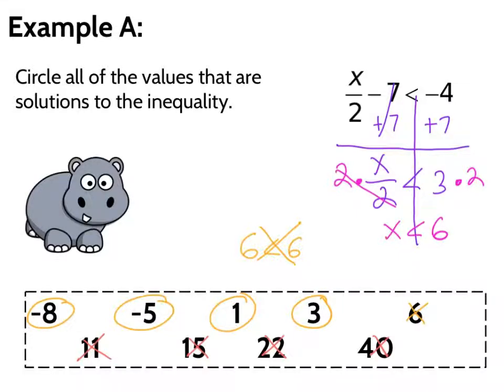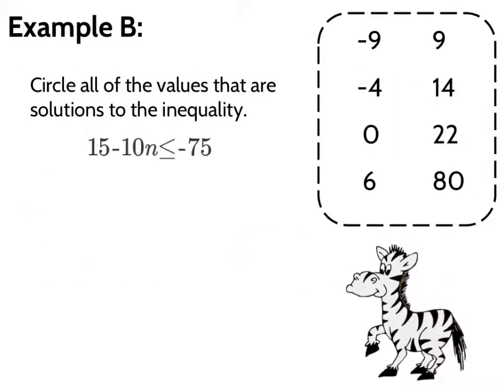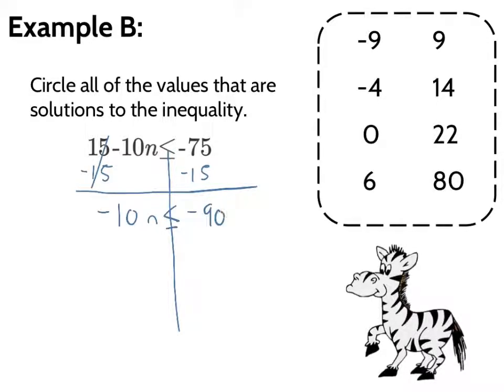Now let's take a look at example B. Here in example B, it says circle all the values of the solutions to this inequality. This time again, I'm going to draw my wall down from my inequality symbol, and then I'm going to solve. I'm going to subtract 15 from both sides to get rid of my constant first. Positive 15 and negative 15 are inverses, so they cancel each other out. Bring down my negative 10n. I didn't multiply or divide by a negative, so my sign stays the same. And then negative 75 minus 15 is negative 90.